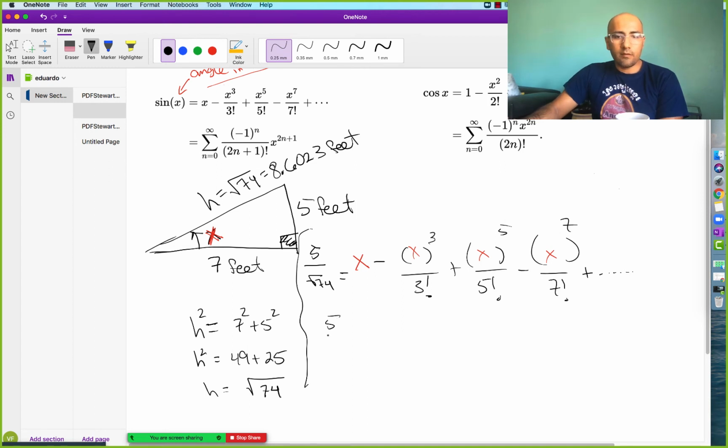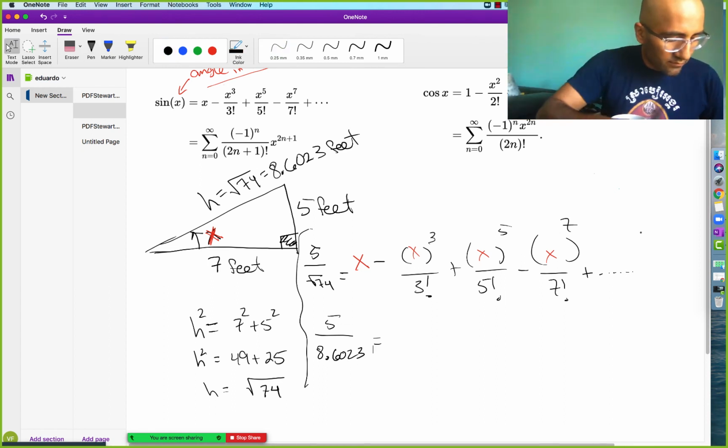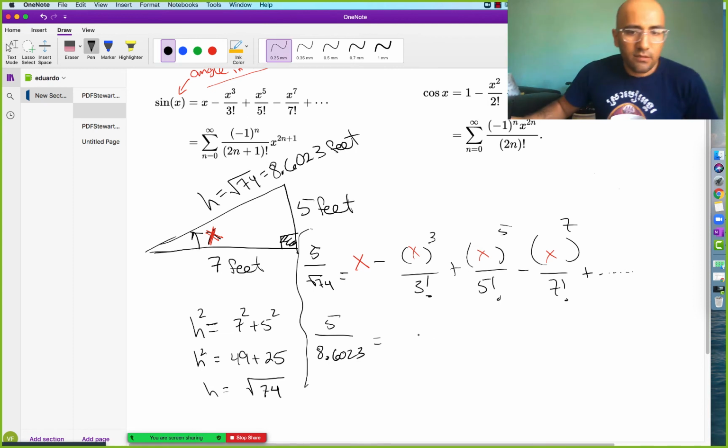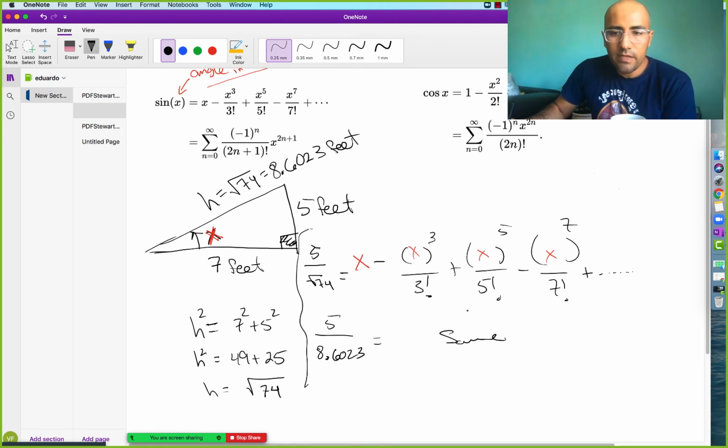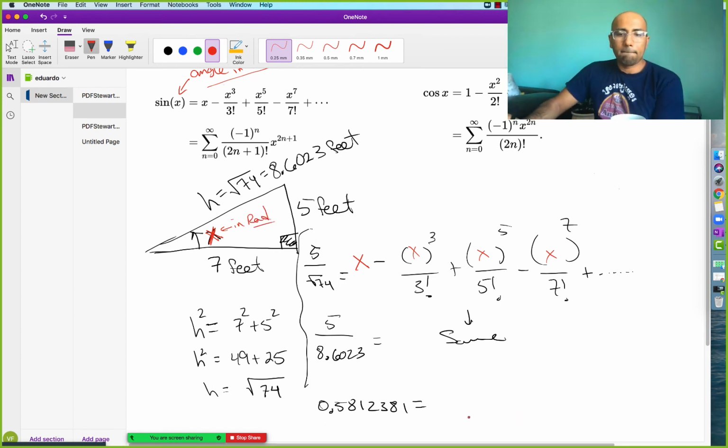That's pretty weird stuff. If I divide these two things, I'll get the same answer. Good? Questions? So 5 divided by that answer gives me, right, same as this. So I'm saying that 0.581238, this division is going to give me the same answer as this infinite sum when I plug in that angle in radians. Right, in radians. Good. Questions?